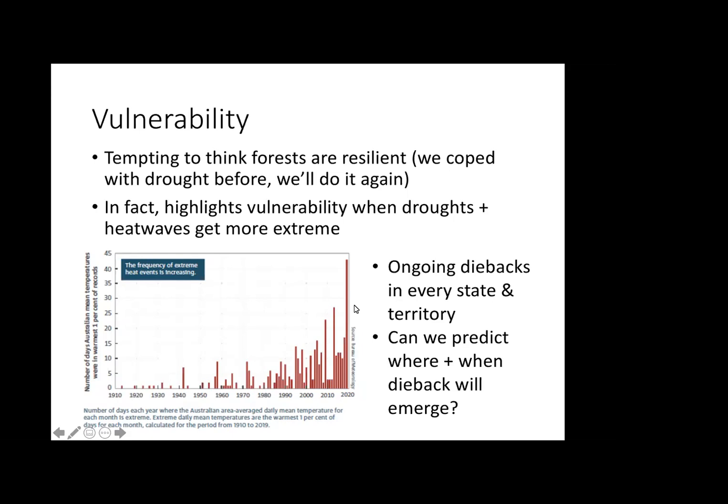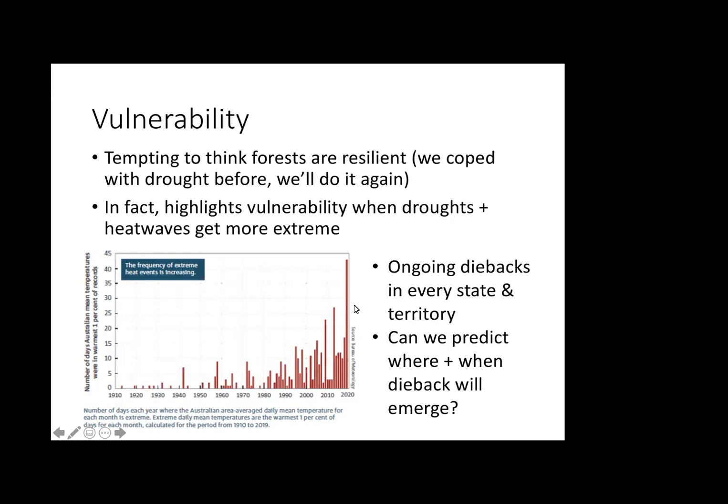I haven't had time to pull them all together, but there are ongoing diebacks being studied in every state and territory across Australia. So we have a kind of network that's coming together, which is looking at different diebacks from Western Australia through to Tasmania. And in every region of Australia, there are episodes of ongoing dieback, which tend to emphasize and underline this vulnerability.